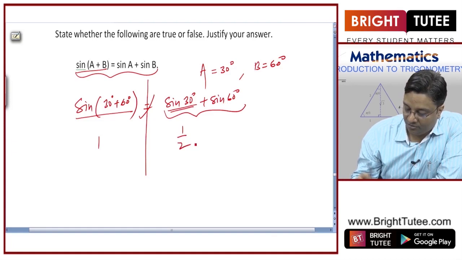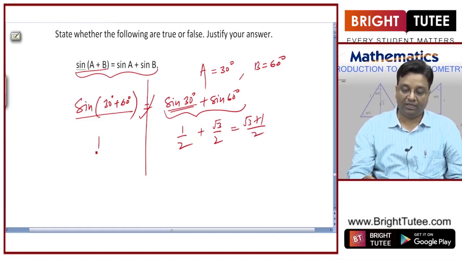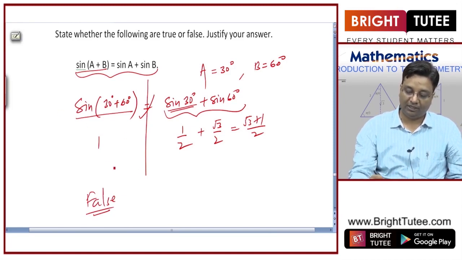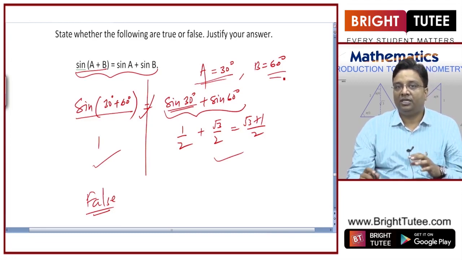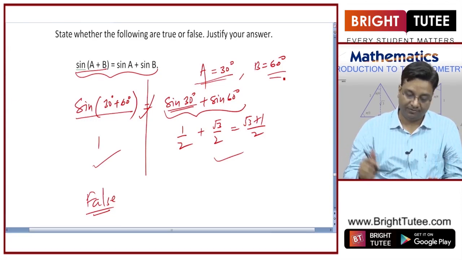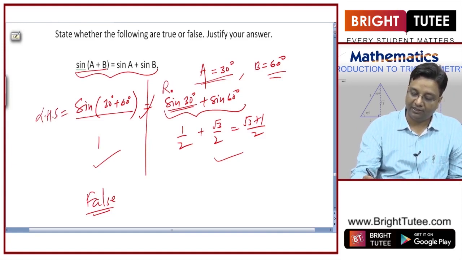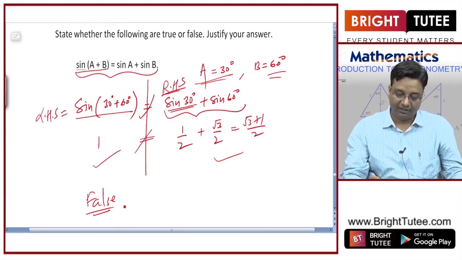So this right hand side here. Sine of 30 is 1 by 2. Sine of 60 is root 3 by 2. So this is root 3 plus 1 by 2. Left hand side is obviously not equal to right hand side. So this statement is false. And we have justified our answer by showing this at angle 30 and 60. Because if a statement is true, it should be true for every value of a and b, right? Otherwise it is false. So you can show that left hand side is equal to this, right hand side is equal to this, and left hand side is not equal to right hand side, hence this statement is false.